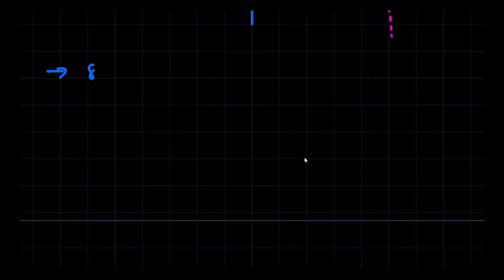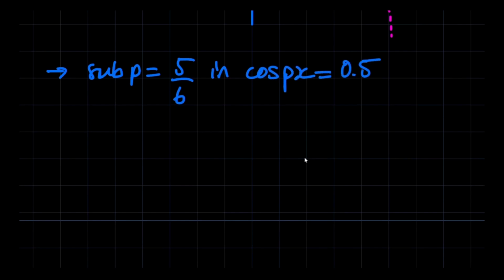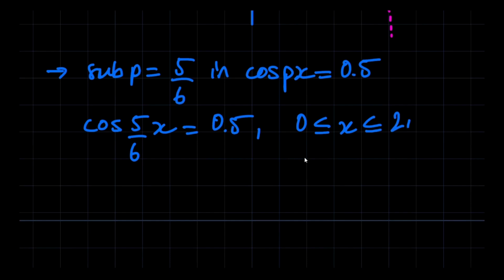Now let's sub p equal 5 on 6 in cos px equals 0.5. So we would get cos 5 on 6x equals 0.5. And to solve for this, again, we will define our domain. X is in between 0 to 2 pi, and therefore 5 on 6x is in between 0 and 5 pi on 3.